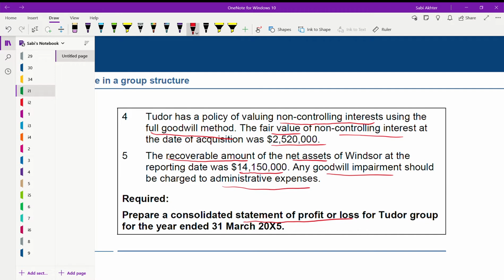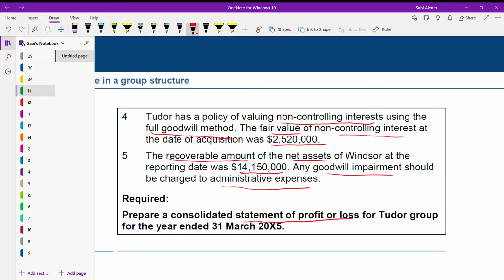Usually, when they say any goodwill should be impaired to admin expenses, there might or might not be one. But usually, what I have seen is that there is a goodwill impairment, and that should be recorded in admin expenses. Even though we do not record goodwill in the statement of profit and loss, we write it in the statement of financial position, goodwill impairment we need to record in the statement of profit and loss. For that reason, we have to calculate goodwill also, no matter what you're preparing.